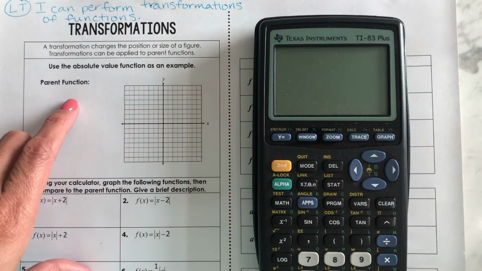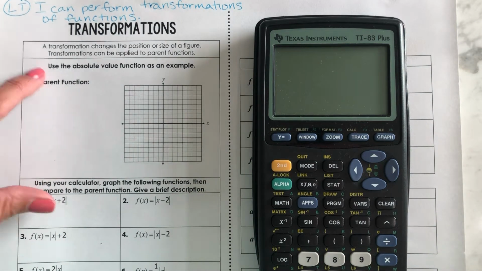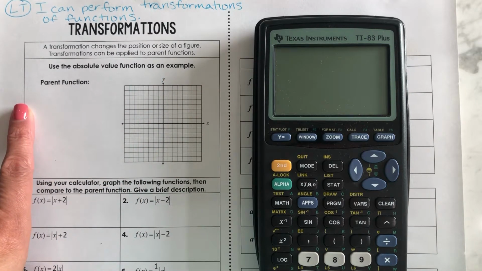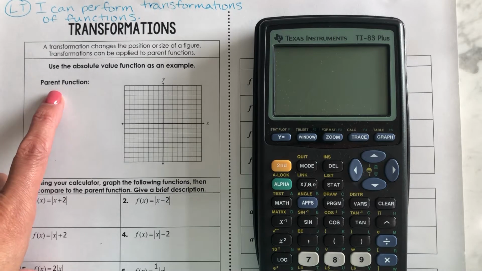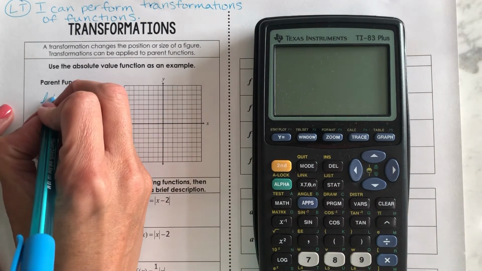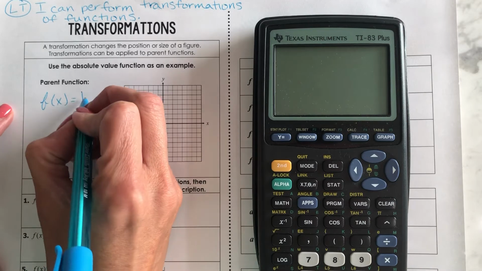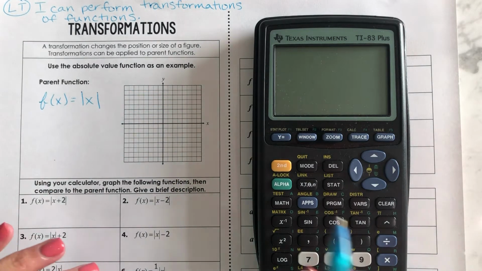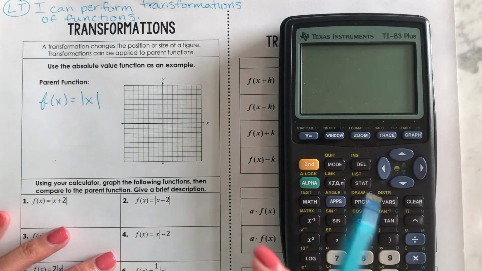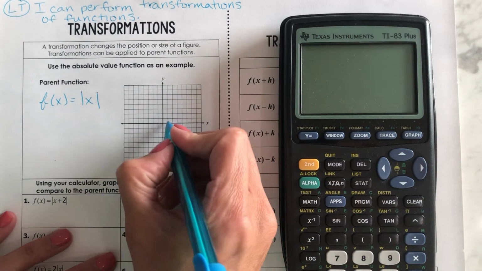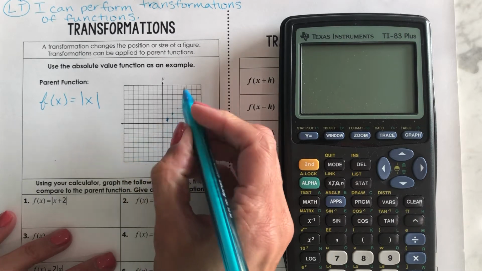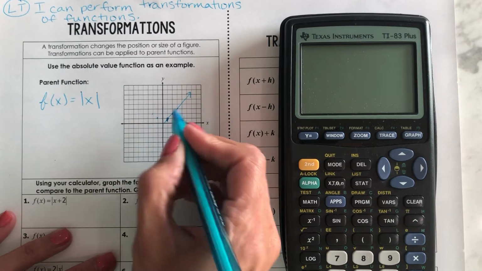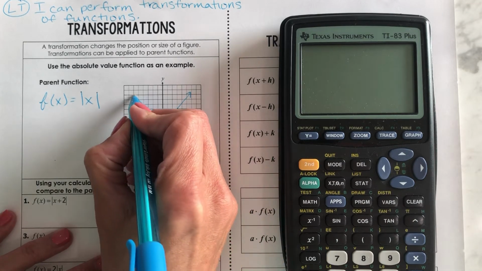So let's look at this example here. It says use the absolute value function as an example. We just went over this. The absolute value parent function would be f of x equals absolute value of x, and the graph looks like a V. This V has a slope of 1 over 1: up 1 over 1, up 1 over 1, and so on. That would be the parent function.